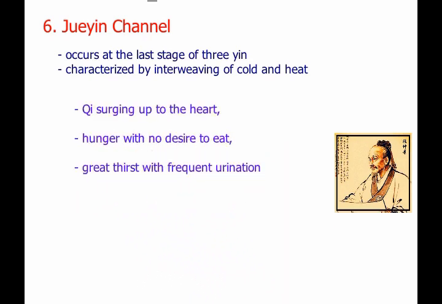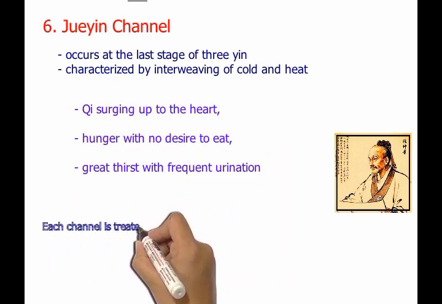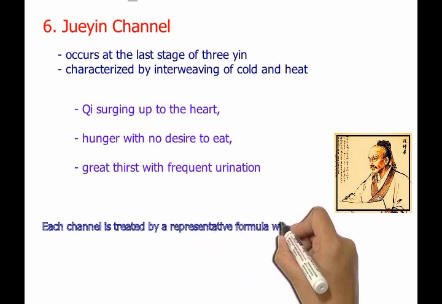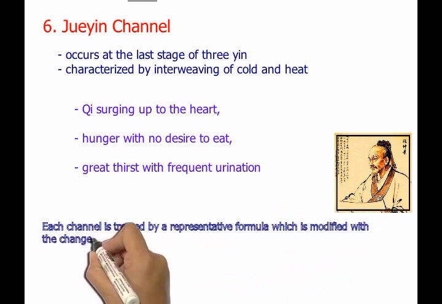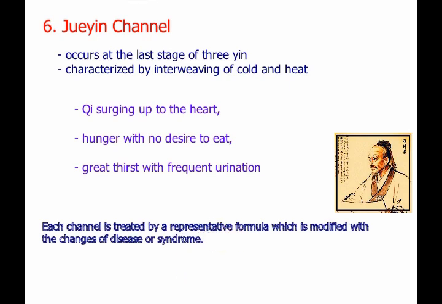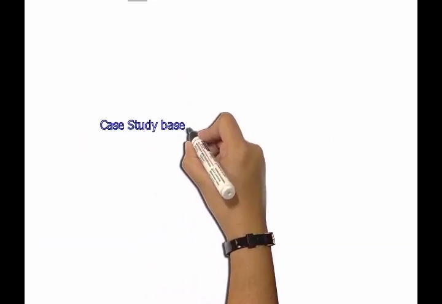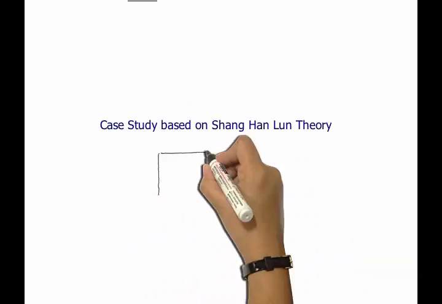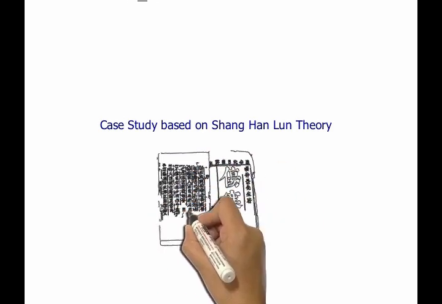with frequent urination. Each channel is treated by a representative formula, which is modified with the changes of disease or syndrome. The following video will show a very interesting case study based on Shanghan theory.